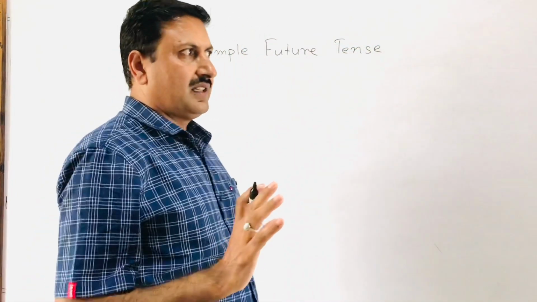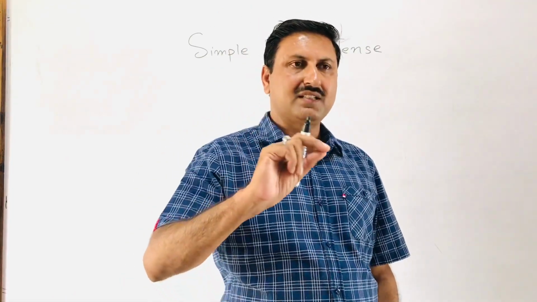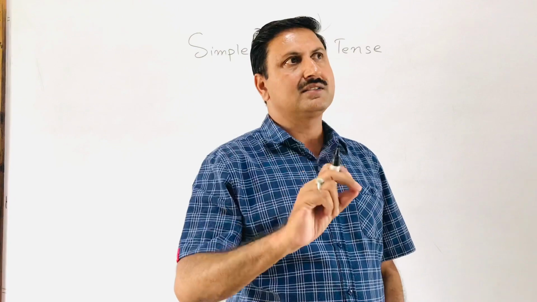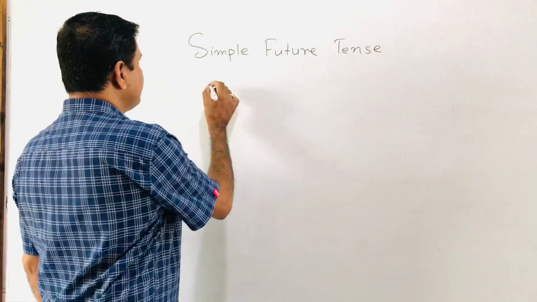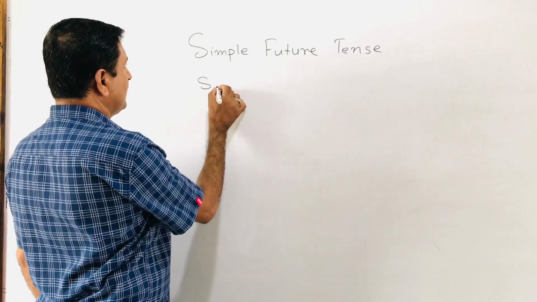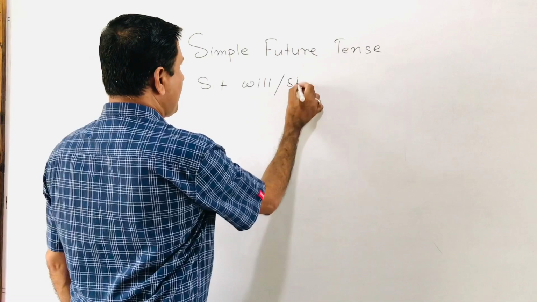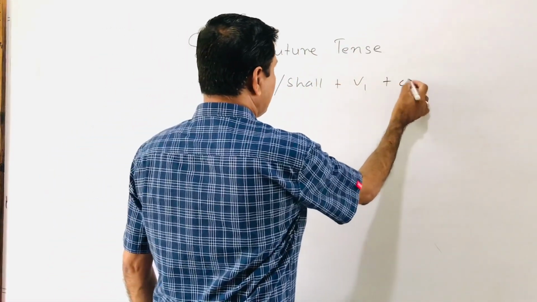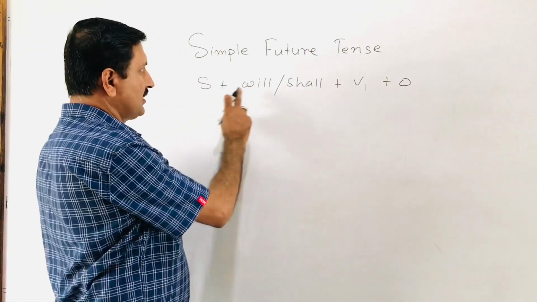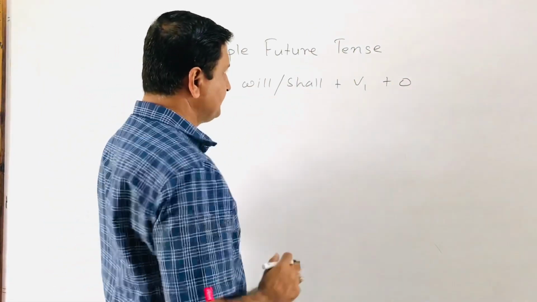This tense has two structures. One is will-shall structure and another is going-to structure. Let's see will-shall structure. Subject plus will or shall plus verb 1 plus object.